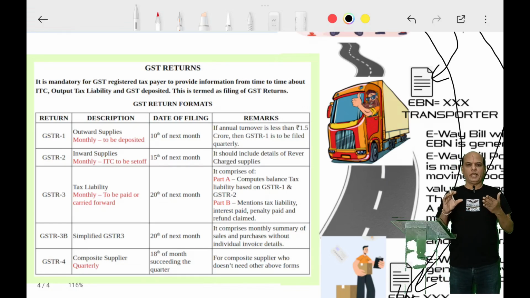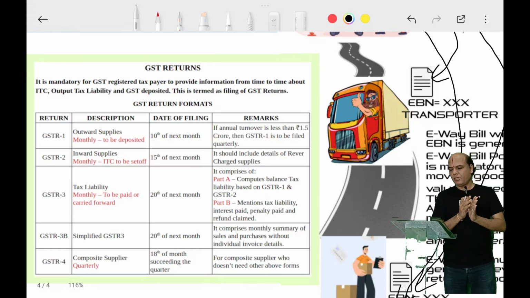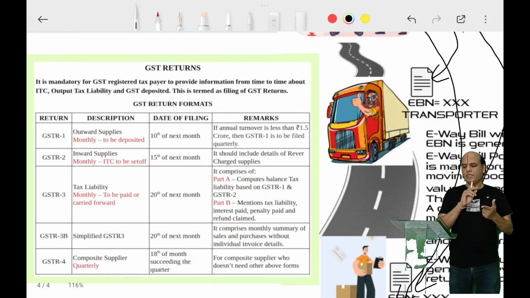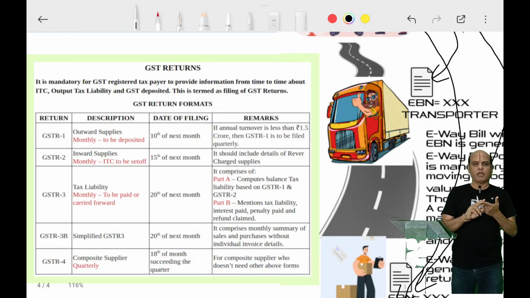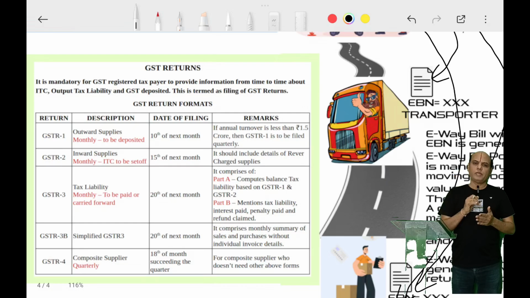At the end of each month, they are supposed to pass on information to the government. What do they need to share? They need to share the input tax credit they have accumulated over a period of a month, the output tax liability, and the GST deposited. All such information needs to be shared with the government from time to time. In certain cases it is monthly, in certain cases it is quarterly. There are various formats that can be used by taxpayers to provide such information to the government. Let us see what they are.